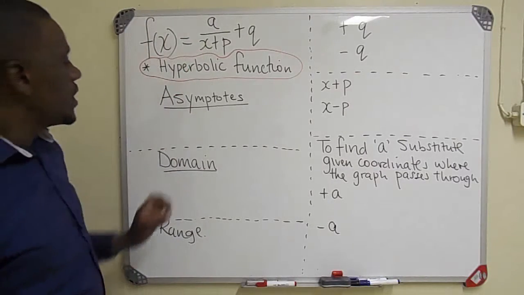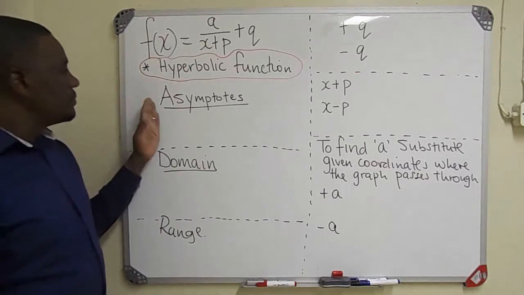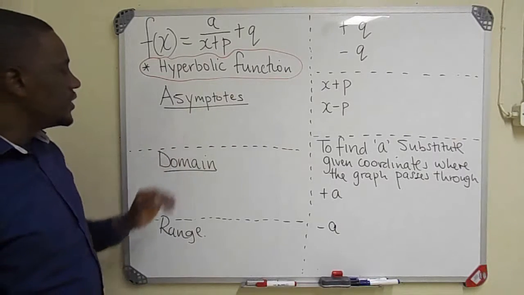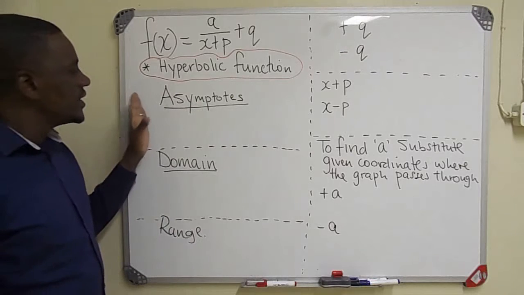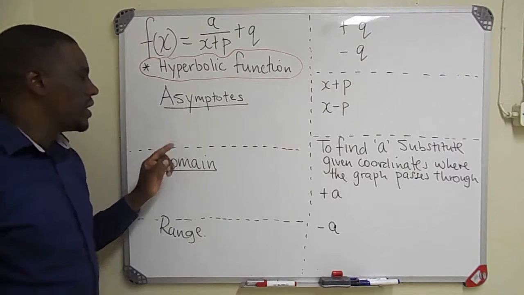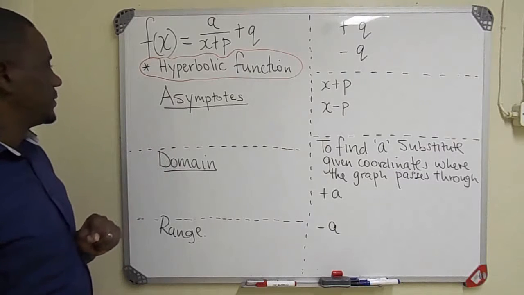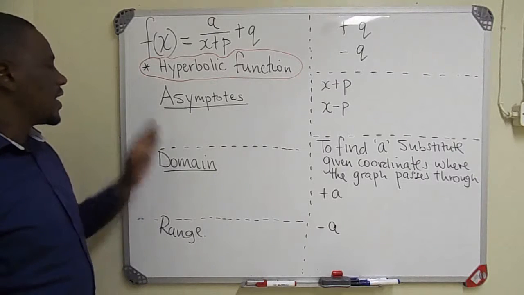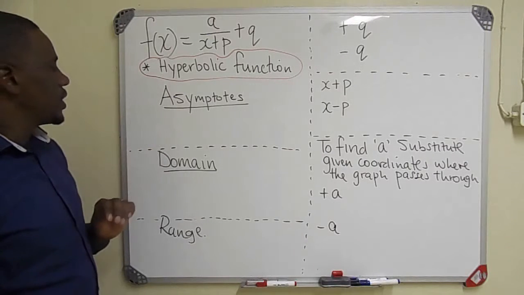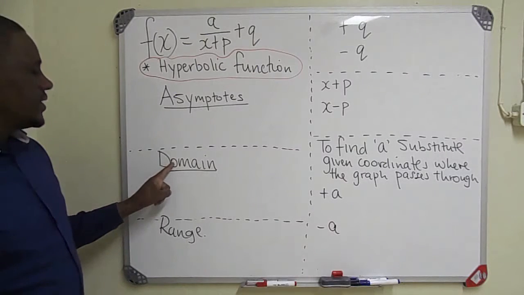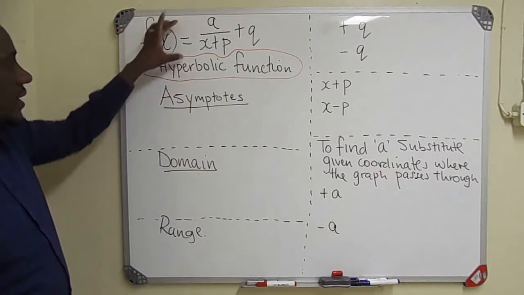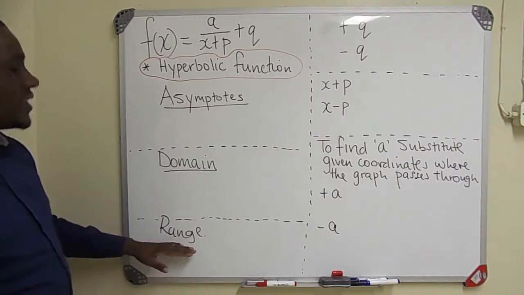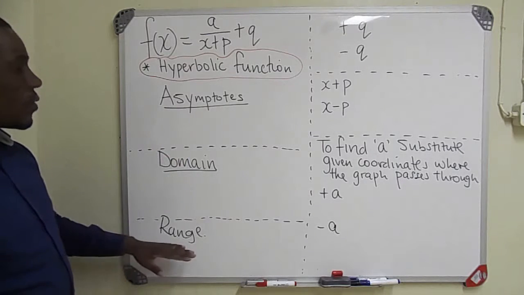This function has asymptotes. An asymptote is a point where the graph of a function is not defined. And we indicate an asymptote of a function using a broken line. An asymptote is also a characteristic of some function. Domain is another characteristic: the set of input values, or the set of x values. The range is the set of output values, or the y values.